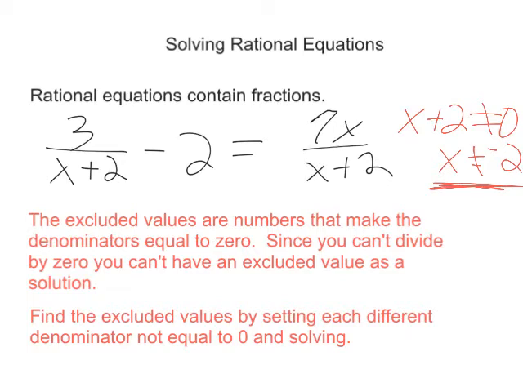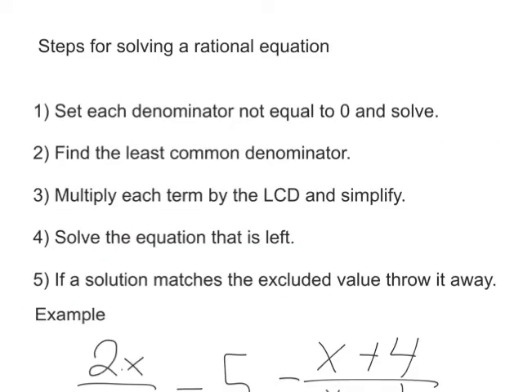So let's take a look at the steps for solving a rational equation. This is the process you go through each time you go to solve a rational. The first step is to set each denominator not equal to 0 and solve. Okay, that's what we just did to find the excluded value. Then you're going to find the least common denominator. You're going to multiply each term by the LCD and then simplify.